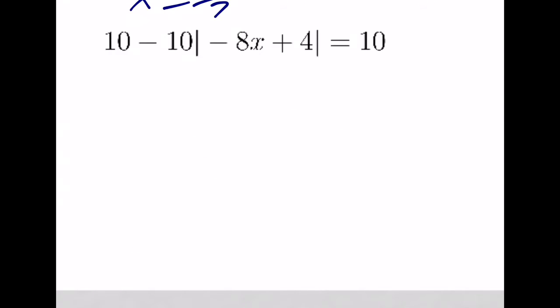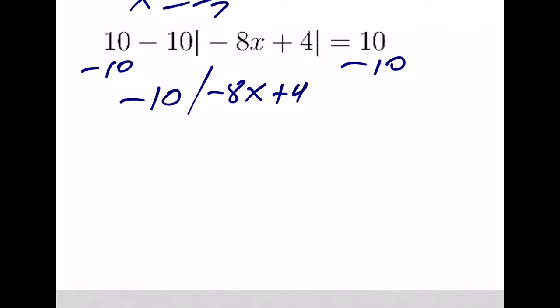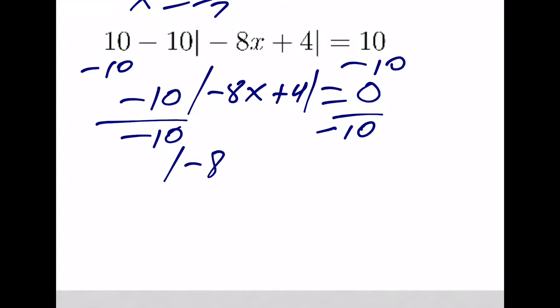This problem is confusing. The order of the tens. We divide by the 10 here. And we do so on the other side also. Excuse me, we will subtract 10 rather. So we have negative 10 times the absolute value of negative 8x plus 4 is equal to 0. And when we divide by negative 10, we have the absolute value of negative 8x plus 4 is equal to 0. So again, we're only going to have one answer.